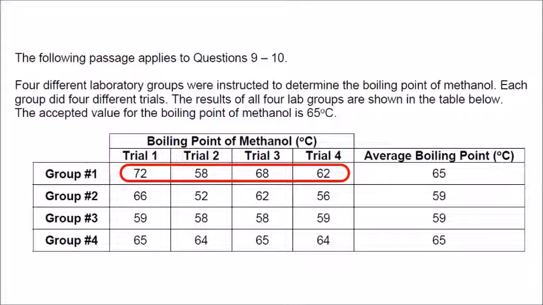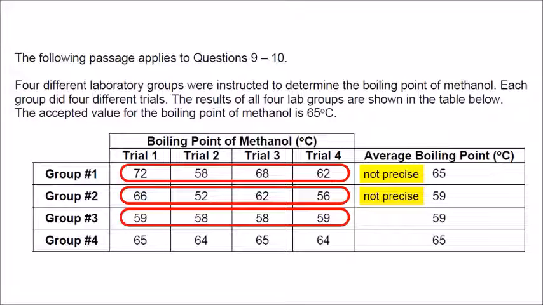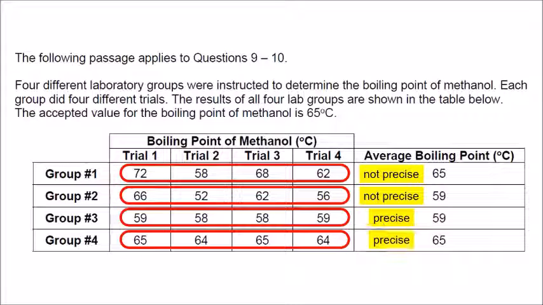72, 58, 68, and 62, that data is not precise because those values are not close together. The same problem with group 2. 66, 52, 62, 56, those numbers are too widely scattered. They are not precise. So group 3 and group 4, those numbers are close together. So they are both precise, but only one of them is accurate.